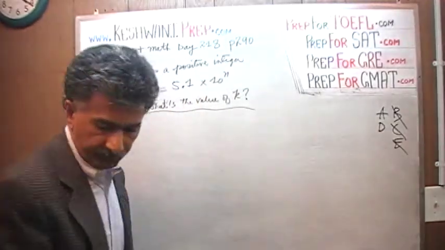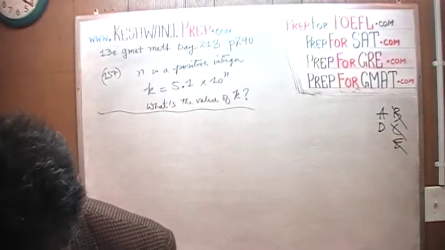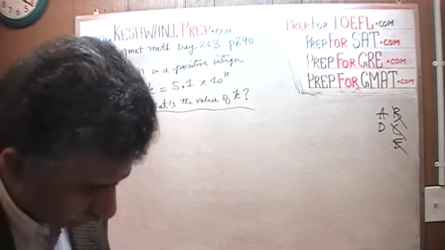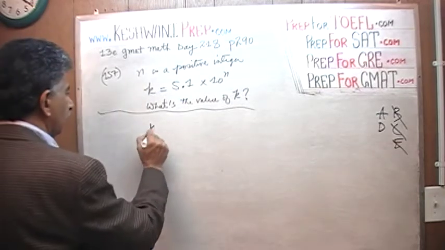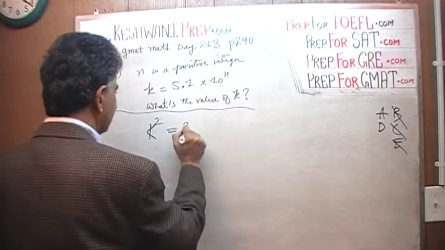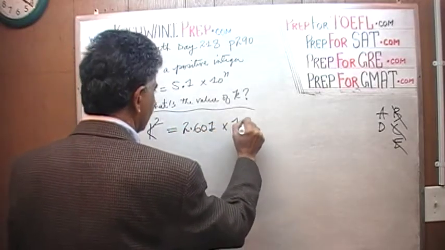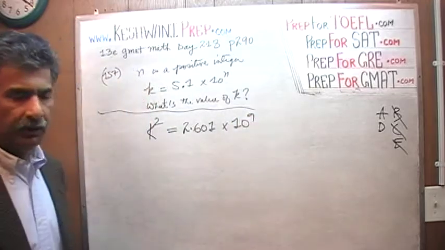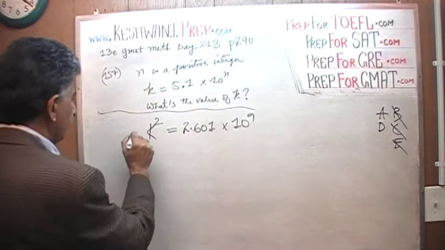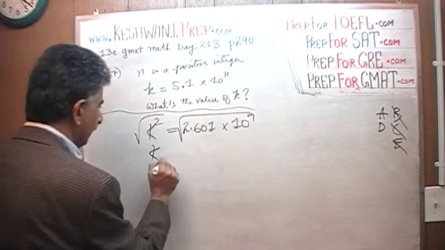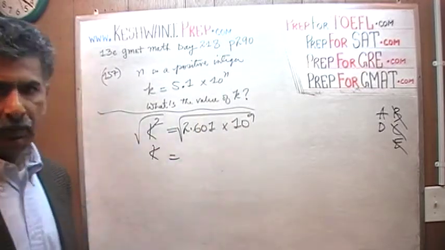Let's see what they tell us in the second statement. In the second statement, they tell us, number 157 was it? K squared equals, well, this is too simple. K squared equals 2.601 times 10 to the 9th. Oh, this is too silly. The question is, what's the value of k? The value of k, you just take the square root of both sides. And that will give you your k. K equals square root of this, whatever that is.